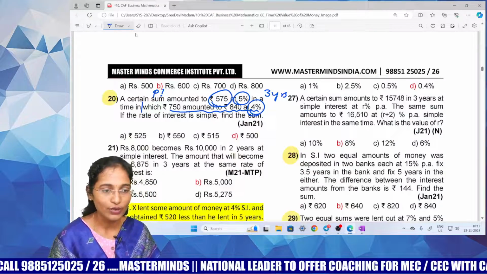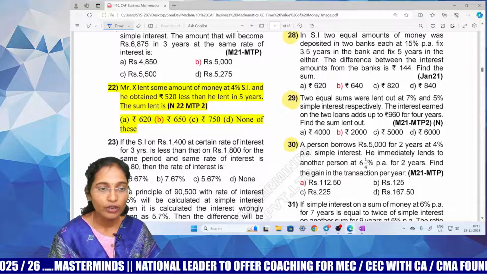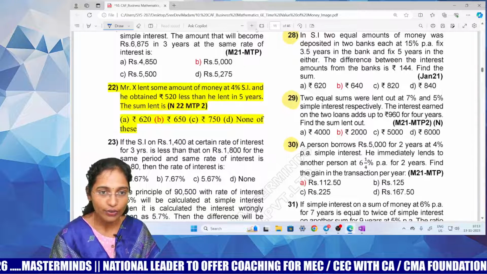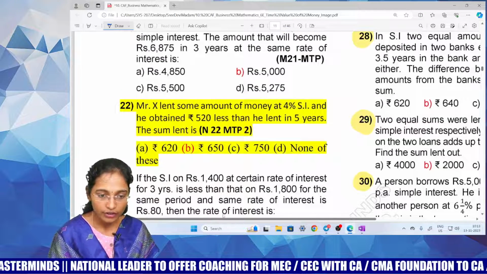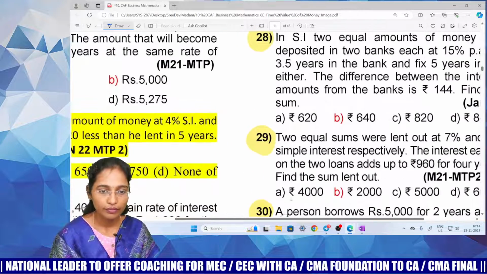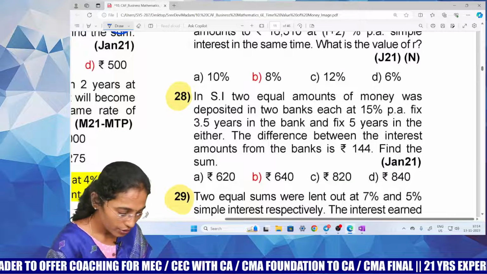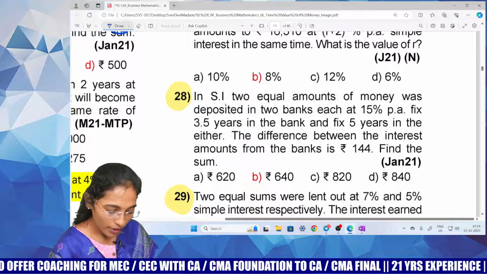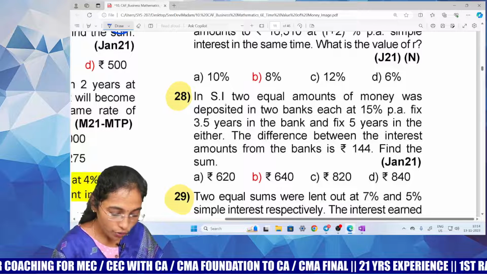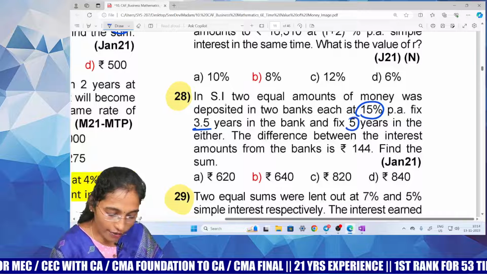Let me show you the next question. So look at 29, guys. Sorry, 28. In simple interest, 2 equal amounts of money were deposited in 2 banks at 15% fixed for 3.5 years and 5 years.